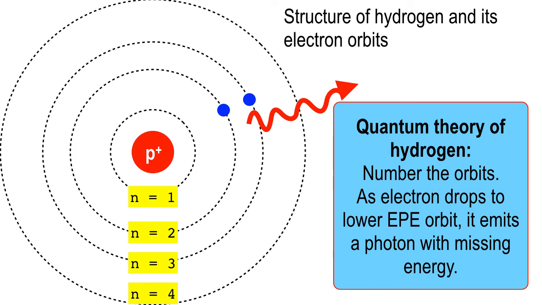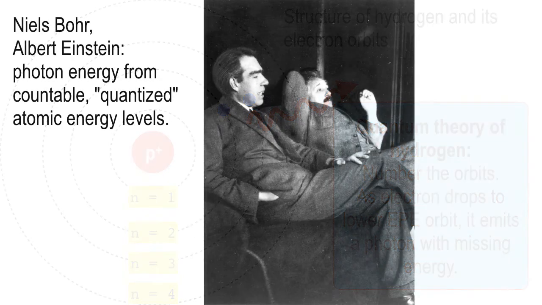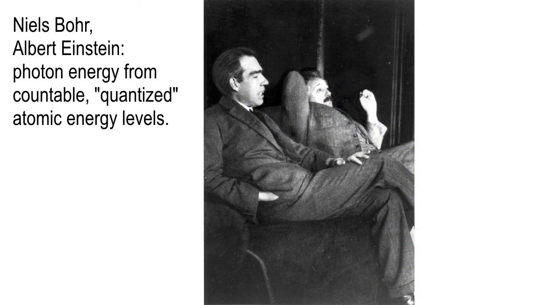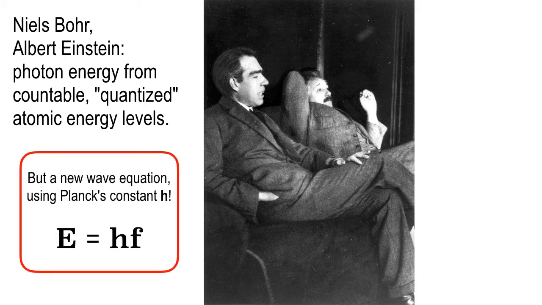All right. Now the guys that figured this out figured, okay, the electron drops down to a lower EPE. The missing energy, the delta EPE, goes into the photon. Now, how does the photon get that energy? Well, the guys that figured that out were Niels Bohr and Albert Einstein. And they figured out the photon energy from the countable quantized atomic energy levels. And here's the formula that Einstein proposed, that the energy of the photon is Planck's constant, h, times the frequency of the photon.